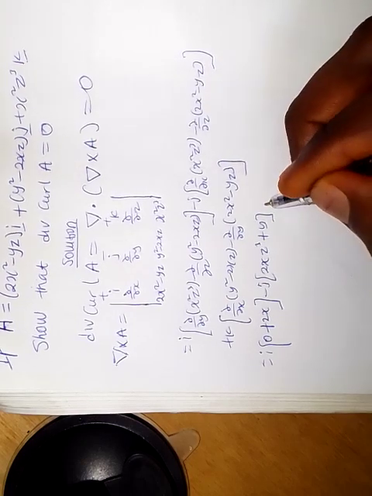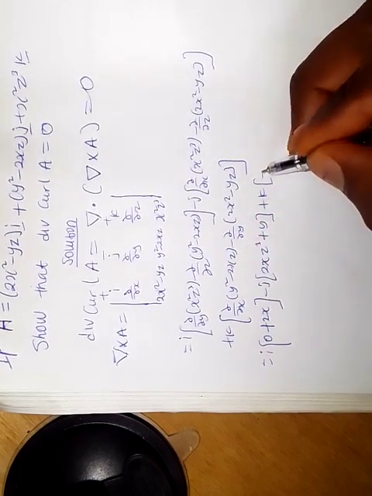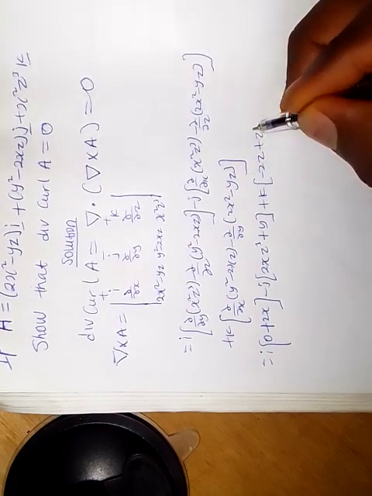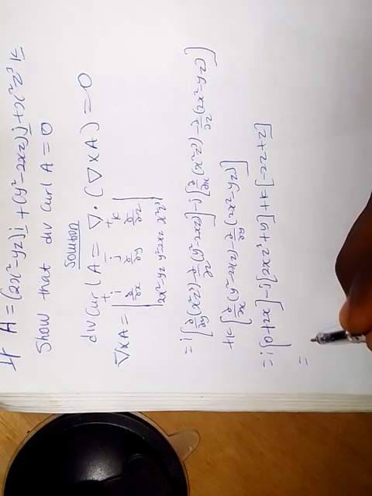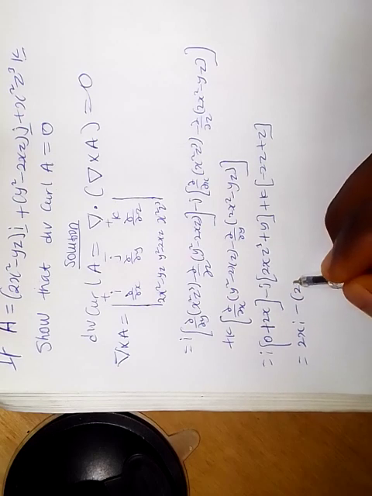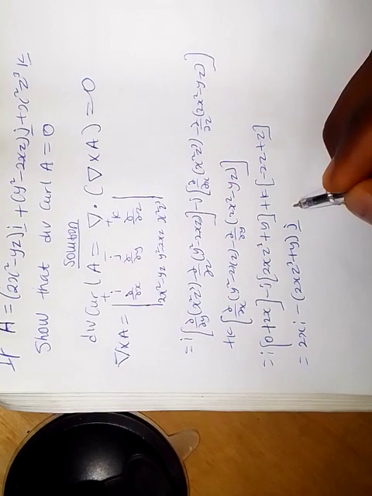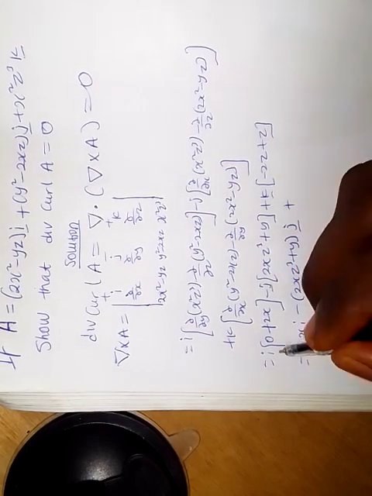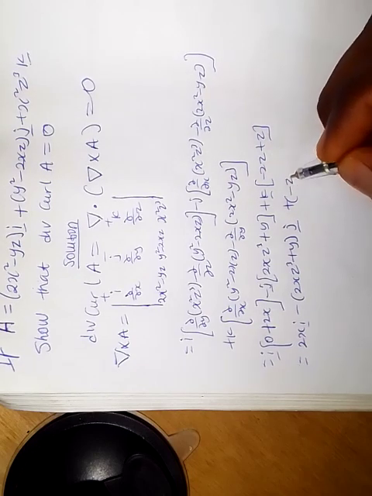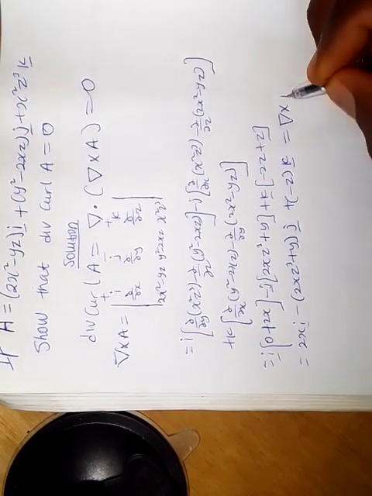So we differentiate with respect to x here, we have minus 2z. Differentiate with respect to y here, we have plus z. So now we obtain 2xi minus 2xz³ plus y into j, plus, this is just unit vectors, minus 2z plus z, that's just minus z into k. So this is our curl of A.